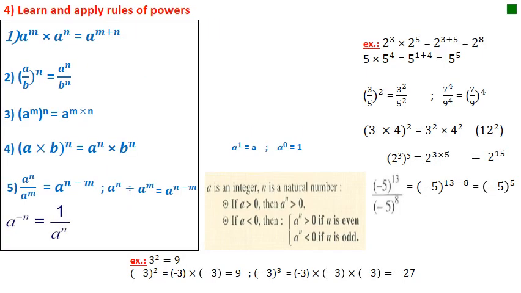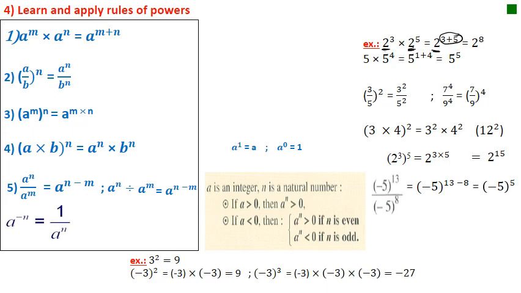The second objective is to learn and apply the rules of power. We should know these rules, and how can we apply these rules? The first rule: a to the power m times a to the power n is equal to a to the power m plus n. For example, if we have the same base, here we have the base 2, we keep it 2 and we add both exponents.